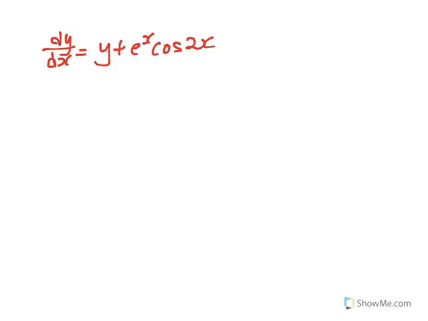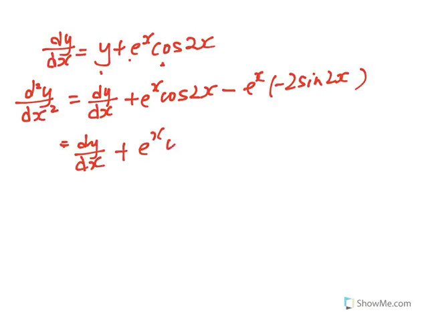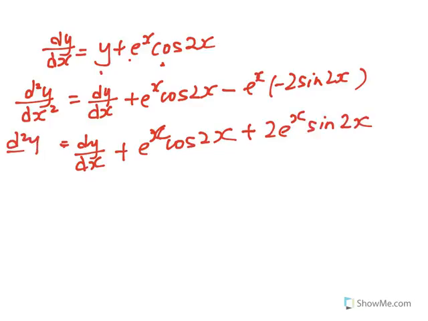Okay, and next, we just find d2y/dx². Differentiating both sides again, differentiating y, we have dy/dx. Differentiating one more time, this will give us e to the power x cos 2x minus, now keep e^x, and we differentiate cos 2x, that gives us a negative 2 sine 2x. Okay, next we have dy/dx plus e to the power x cos 2x, plus 2 e to the power x sine 2x. That's the d2y/dx².